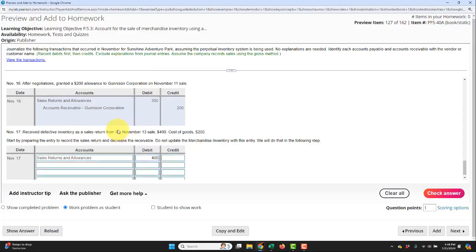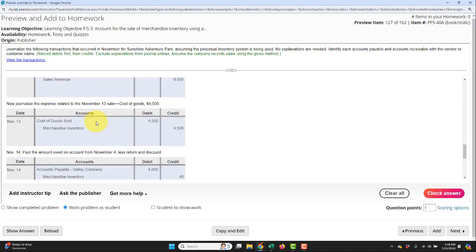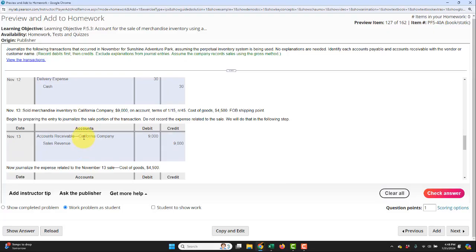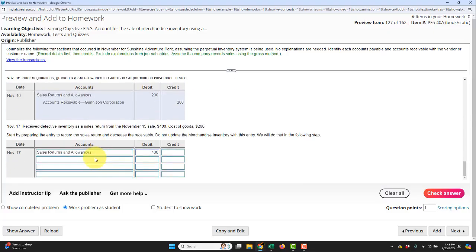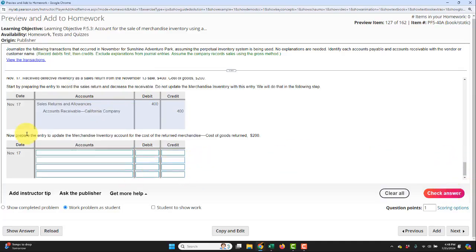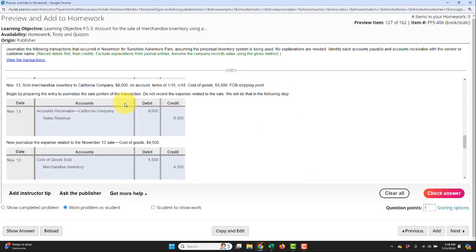And this November 13th sale was related to a California company. So they now owe us less money because they're returning some of their items. So we have to reduce that accounts receivable that we created by crediting it. Okay, so that was just half of it because remember when we made that sale, we had two journal entries. We had one related to the revenue and then one related to the cost of goods sold. So we just corrected this part of that sale to account for this return.